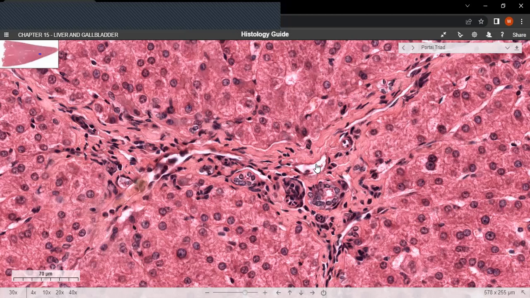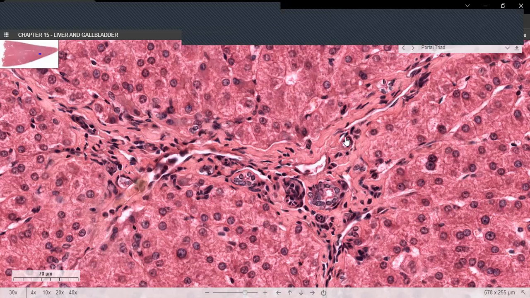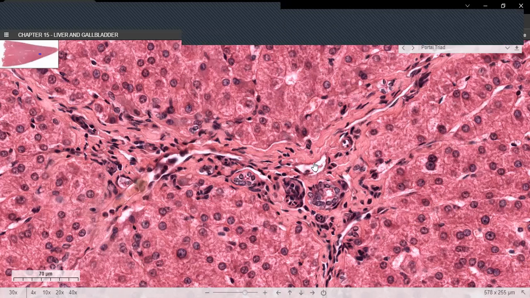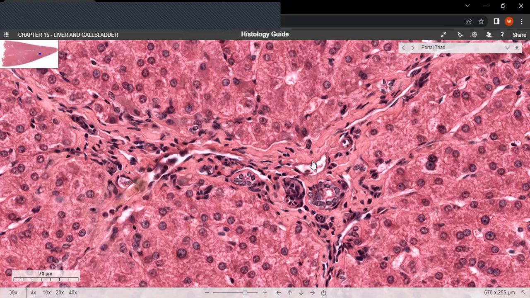So this is the portal triad, or the portal area, or the portal canal. I've said it has a hepatic artery. We'll find also a portal venule, and a bile channel, or the interlobular bile duct. From the portal venule and the hepatic arteriole, they will send in channels.